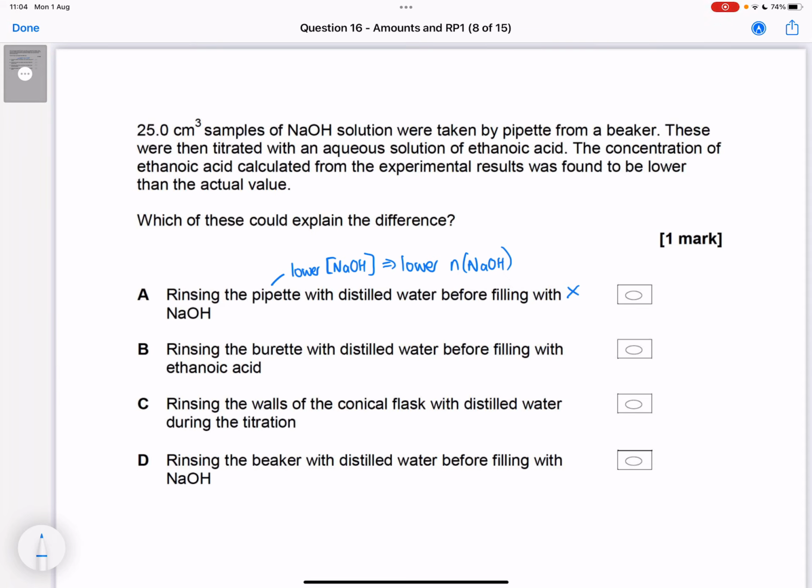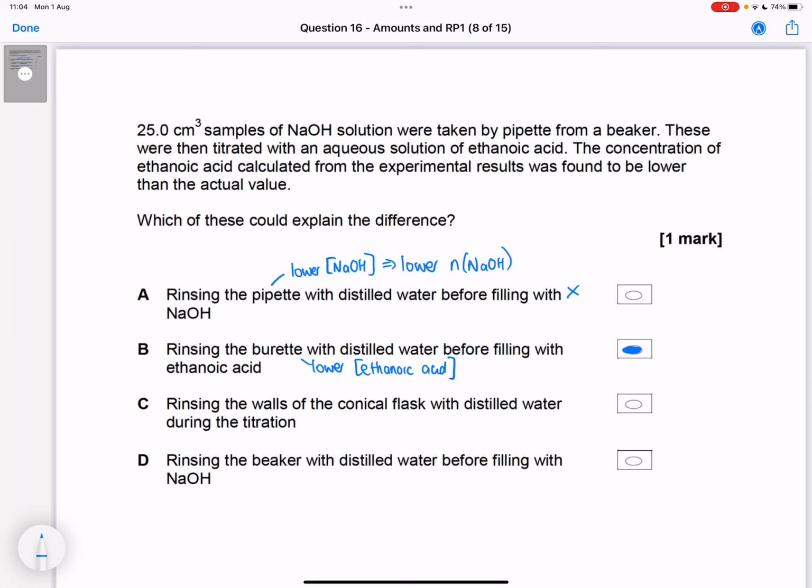If we rinse the burette with distilled water, then that would lower the concentration of ethanoic acid. And so the experimental value would be lower than the actual value because we've lowered its concentration by adding water to it. But let's just double check again against the others.